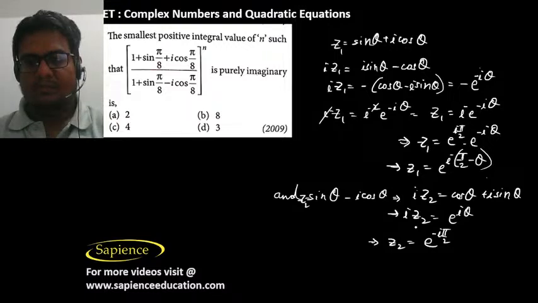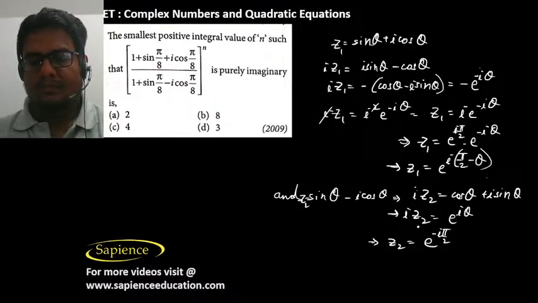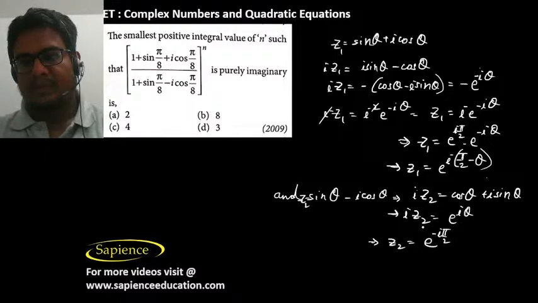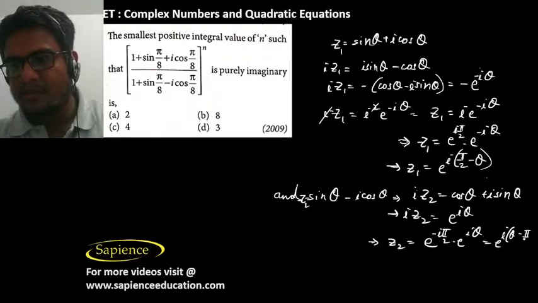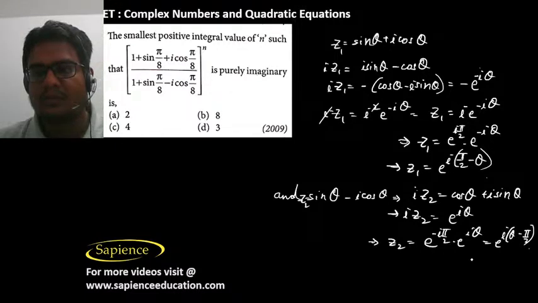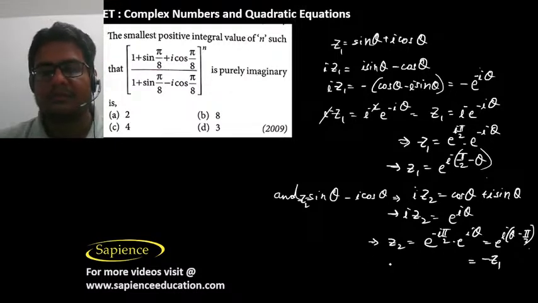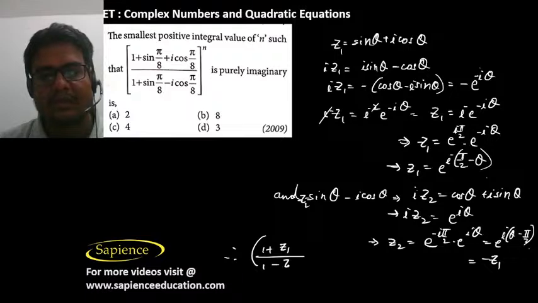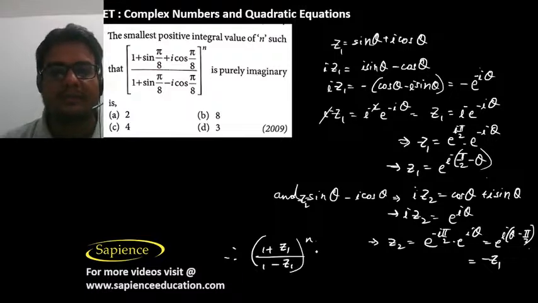So 1 is i power 4, so 1 by i is i cube, which is minus i, into e power i theta. So this is e power i (theta minus pi by 2). So this is z2, which is actually equal to minus of z1. So therefore this can be written as (1 plus z1 by 1 minus z1) whole power n.